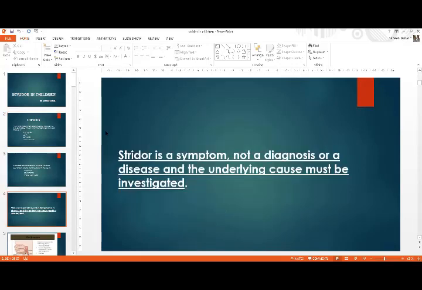One thing you should always remember is that stridor is a symptom. It is not a diagnosis, it is not a disease. And the underlying cause that is leading to the production of stridor has to be investigated. And that is what I'm going to explain to you today.